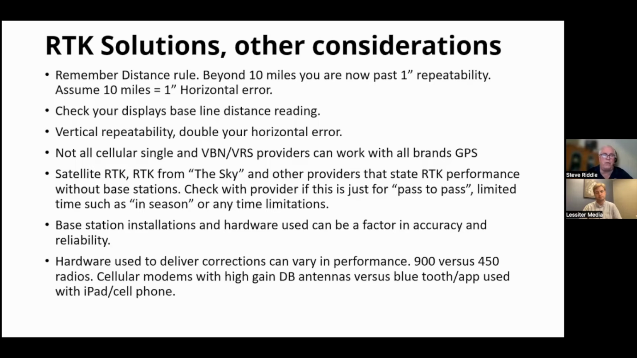So in cellular RTK corrections or a radio, if you get behind a tree row or something, that'll give you time to pop back out or back down the field a little bit, back into a cellular coverage where your receiver sees another correction signal. So that's something to be aware of also.